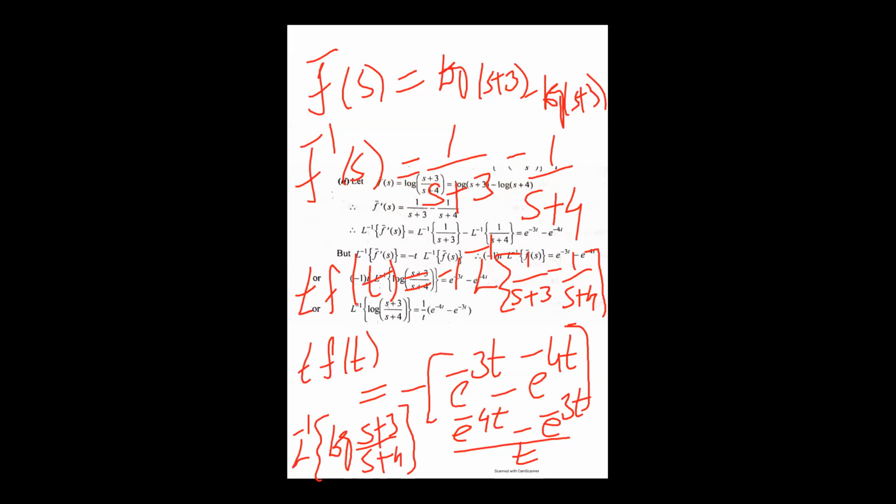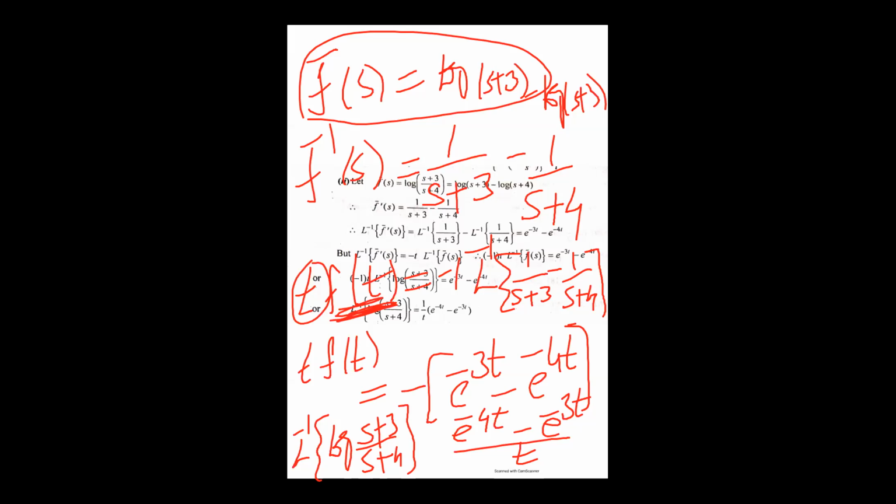To base it on the answer, first taking L of t power n into f of t equals minus 1 power n, d power n by ds power n of f bar of s. The given problem is in the form of f bar of s. First we find the derivative, then f bar dash of s, and apply the minus 1 to the resulting value and also apply the L inverse. The total right hand side value is completed. Then we divide by t on both sides and we get the answer f of t.